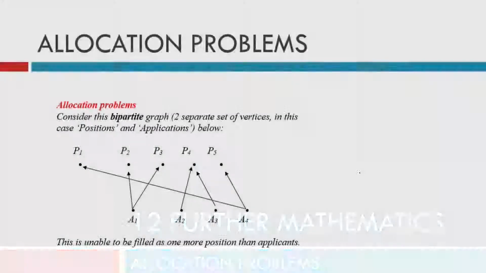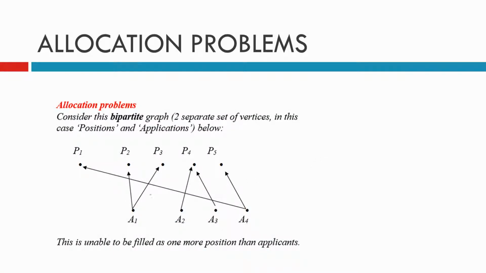Allocation problems. Okay, here we have a bipartite graph, one graph where there are two separate sets of vertices. In this case we have the positions and we have the applicants for a job. It looks like here applicant 1 can apply for positions 2 and 3, applicant 2 for position 4, applicant 3 for position 4, and applicant 4 for positions 1 and 5. Of course, we can't fulfill this because we've got one more position than we have applicants.